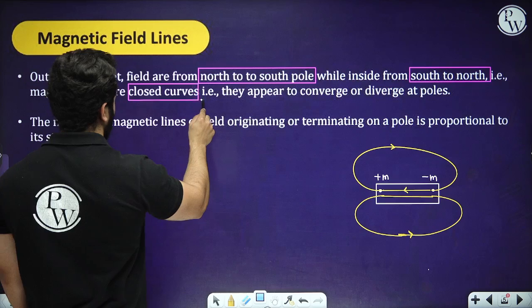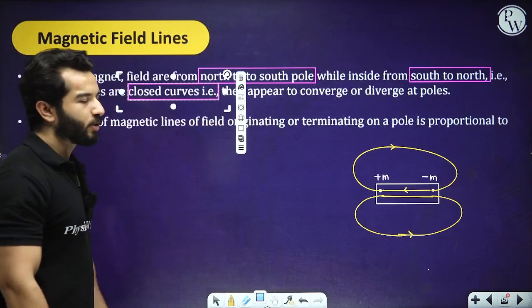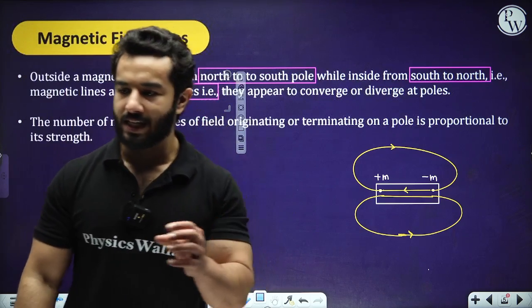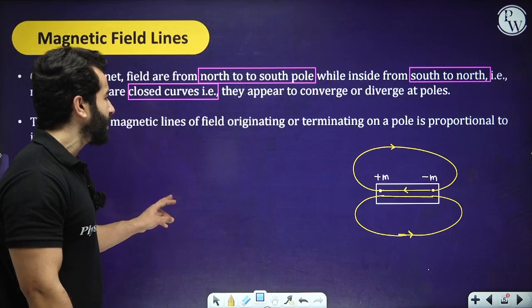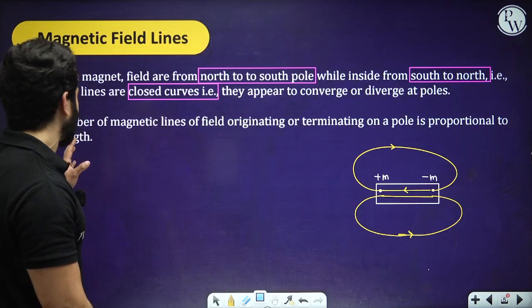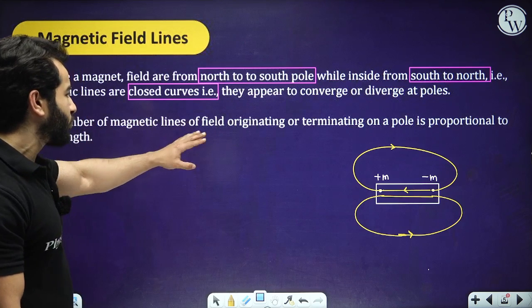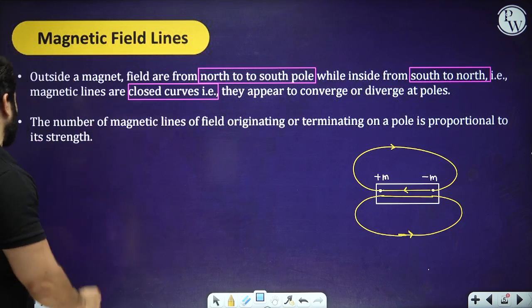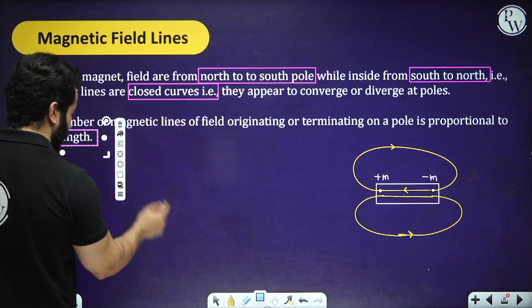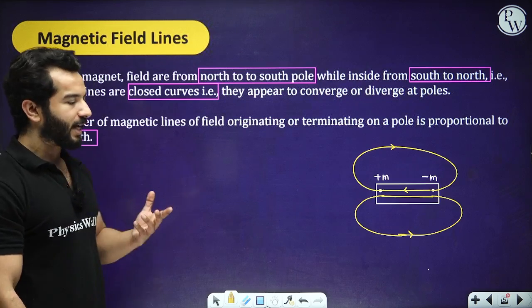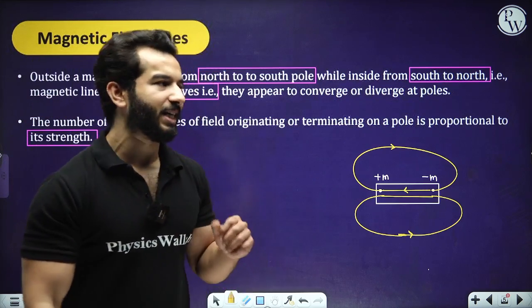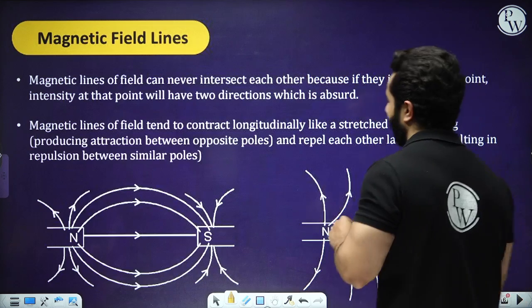So this is a difference when we compare it with electric field lines. Electric field lines were open loops, right? They appear to converge or diverge at poles. The number of magnetic field lines originating or terminating on a pole is proportional to its strength. So this is very important. More magnetic field lines means there is more magnetic field intensity at that particular point, right?